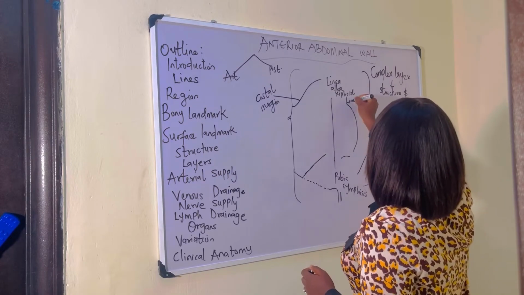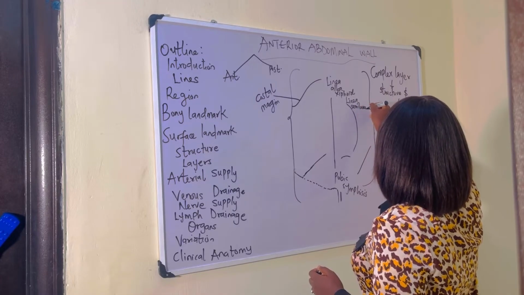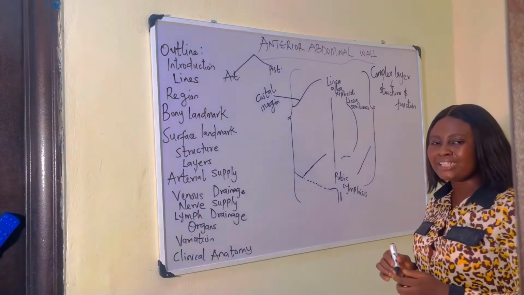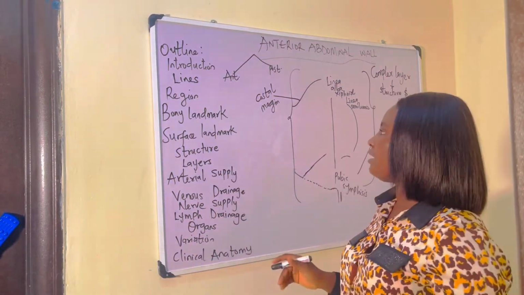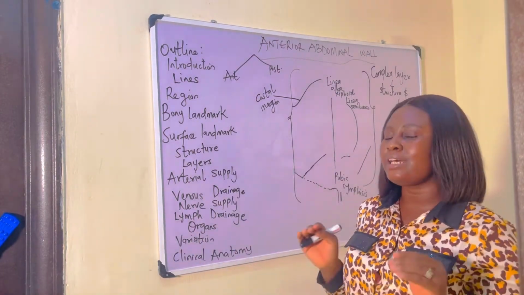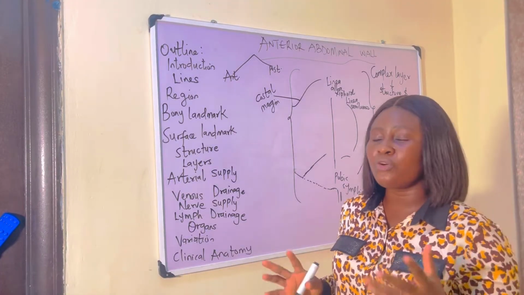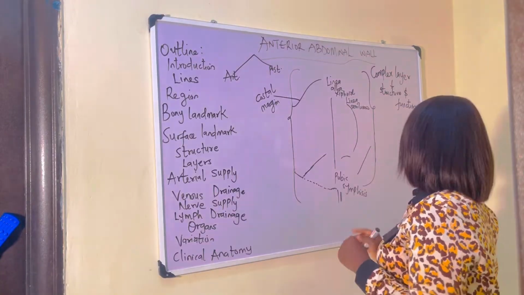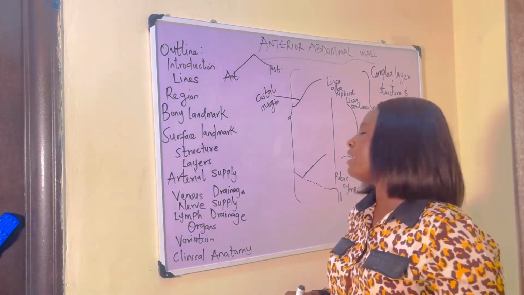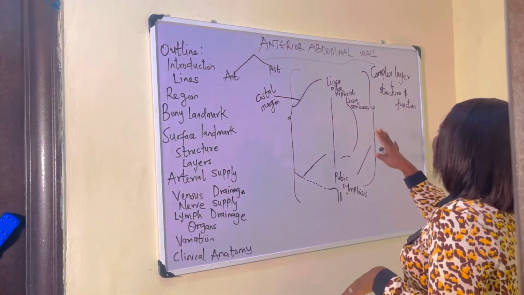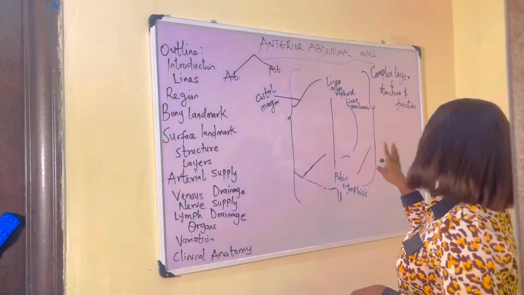Then the next line is the linea semilunaris. So this line forms the lateral margin of the rectus abdominis muscle. Now, in the course of this class, you're going to find out that there are various muscles that we can see in the anterior abdominal wall, which consist of 3 oblique muscles and 2 vertical muscles, okay? And the rectus abdominis muscle is one of the vertical muscles that we can find in the anterior abdominal wall. So the semilunaris forms the lateral margin of the rectus abdominis muscle.